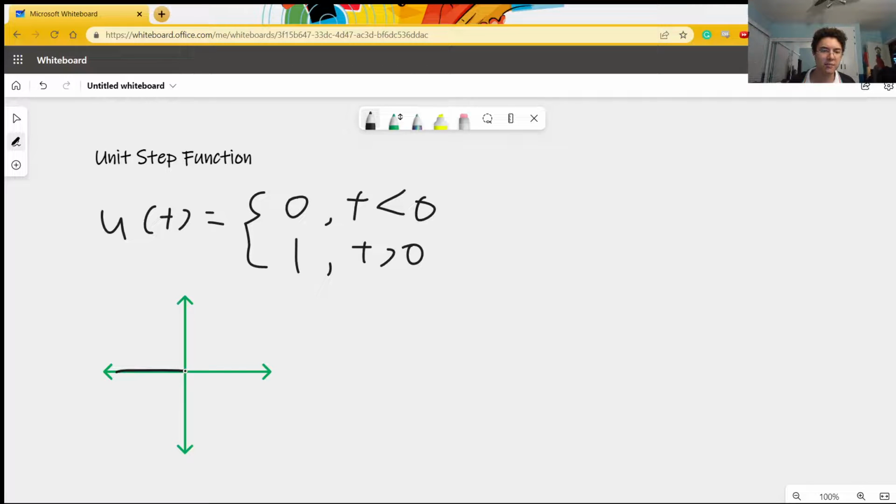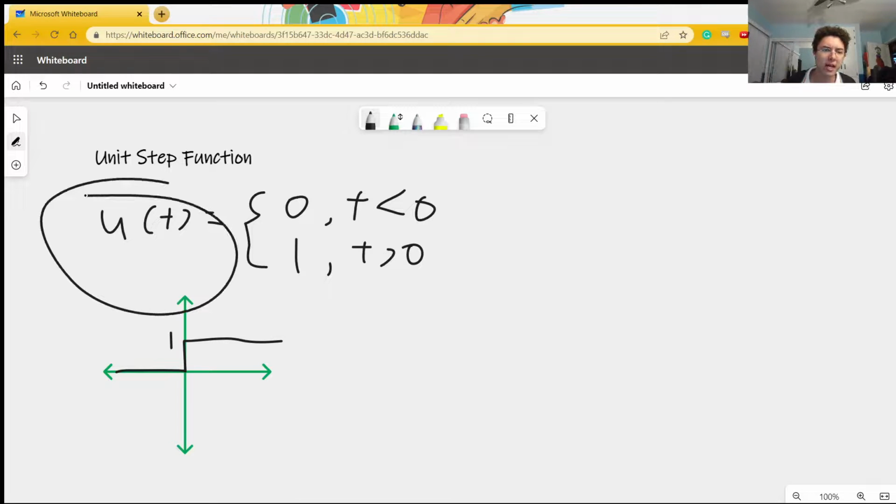The unit step function can be graphed as something that is 0 and then suddenly jumps to 1 at time equals 0. The clever bit about the unit step function is that we can multiply it by some function that we're going to turn off or turn on at time equals 0.